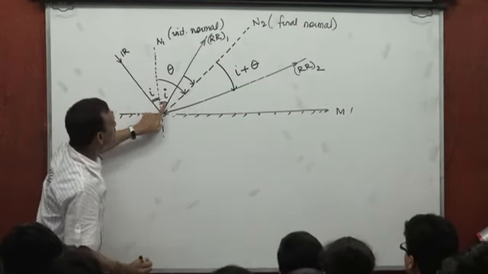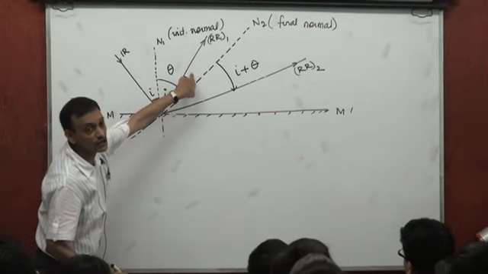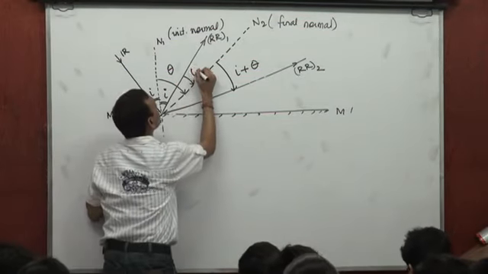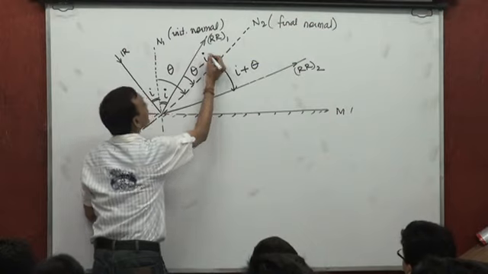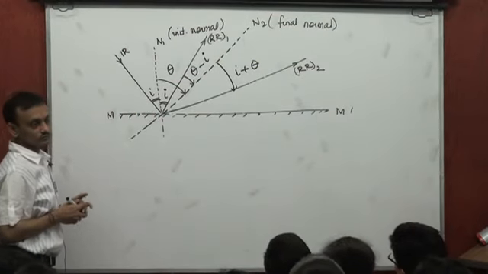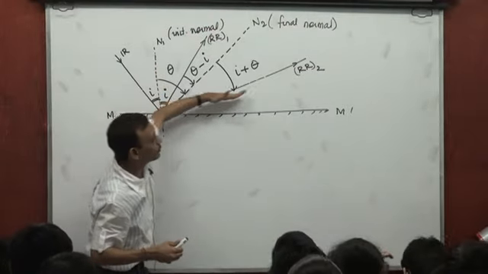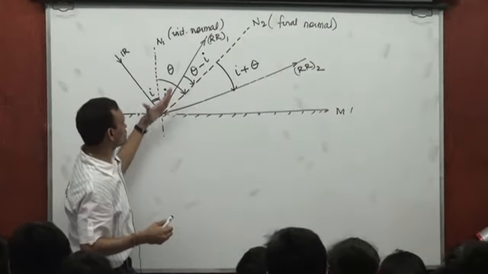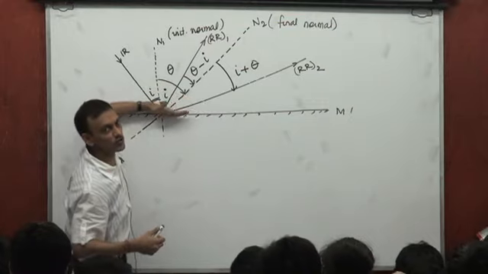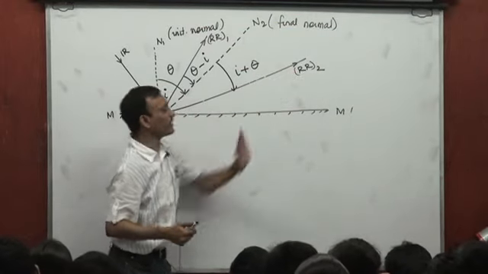This is theta, this is I. So, this angle that I have shown here is theta minus I. This angle is theta minus I. Now, this was the original reflected ray. This was the final reflected ray. Yes or no? This was the original reflected ray. This was the final reflected ray.